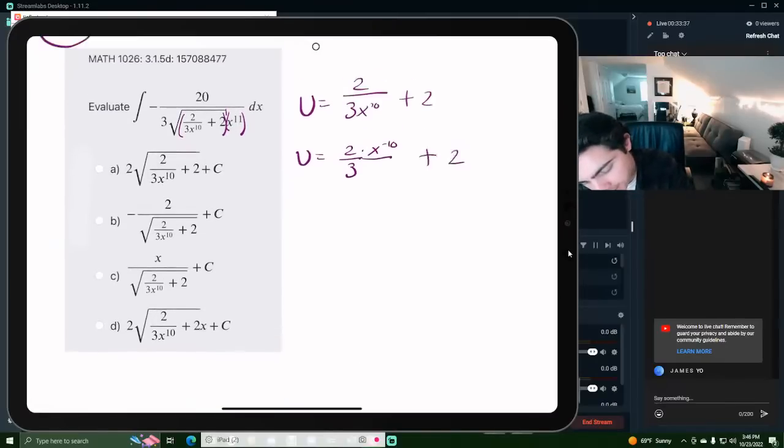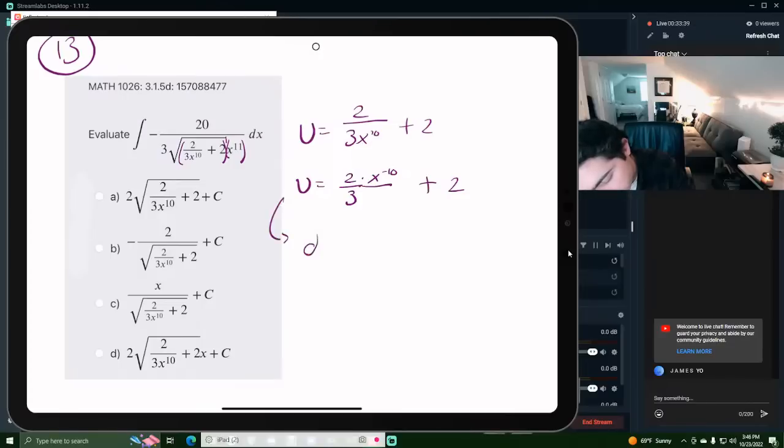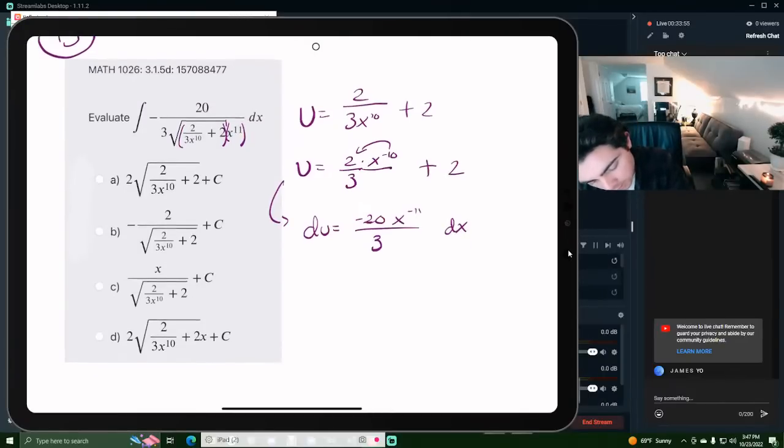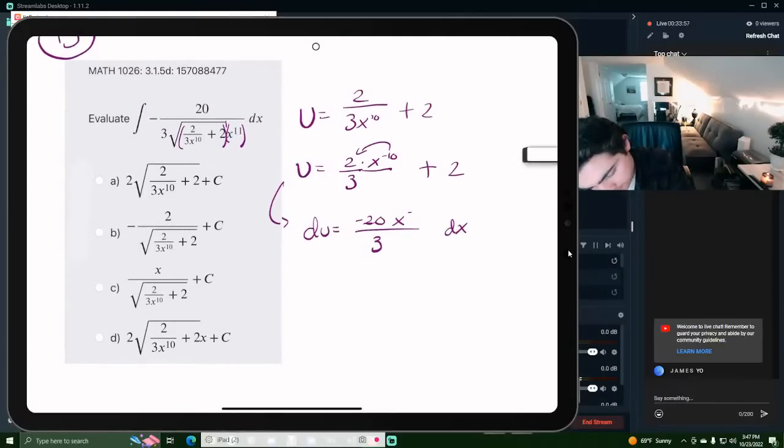So rewriting it like that before taking its derivative to find du, we're going to bring out negative 10 times 2, we get negative 20. Leave the x, subtract 1 from the exponent to get negative 11, and we leave this over the 3. And that's it. We tack on dx, and that's it. We go ahead and rewrite it. I'll bring the x to the negative 11 down to the bottom as a positive 11.